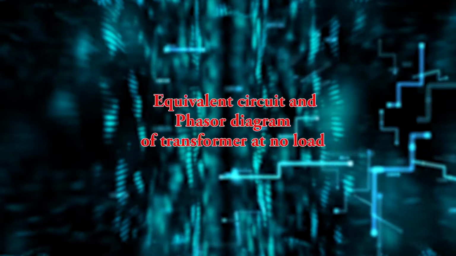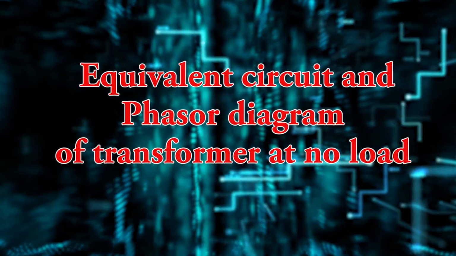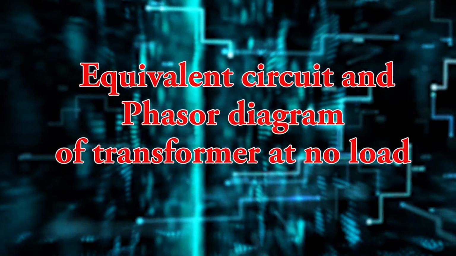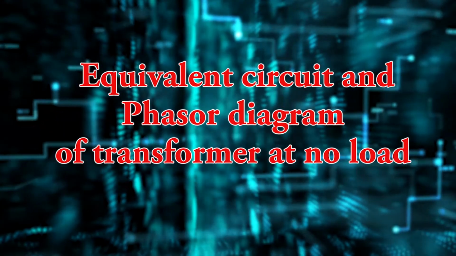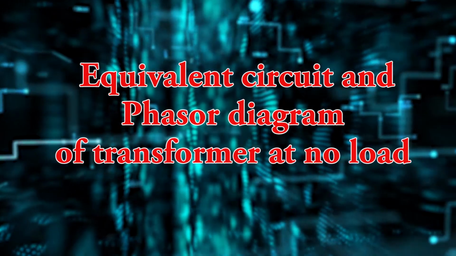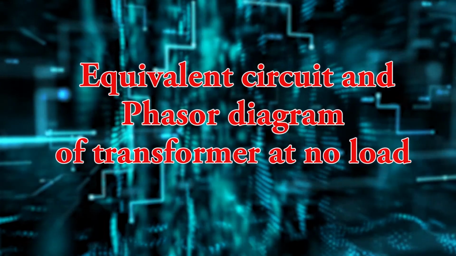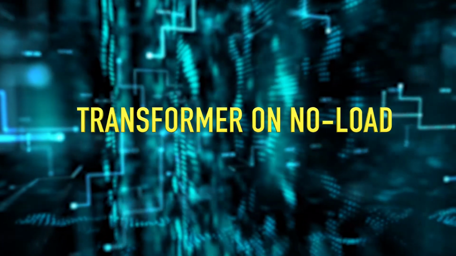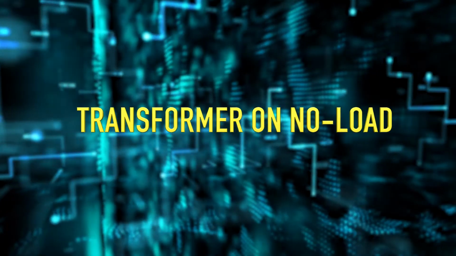In the previous session, we discussed characteristics of the ideal transformer and we also derived the EMF equation of a single phase transformer. In this session, we will discuss the phasor diagram and equivalent circuit of a transformer on no load. We will also discuss the working of a transformer on load with the help of the phasor diagram and equivalent circuit of the transformer. So first of all, we are going to discuss the transformer on no load.